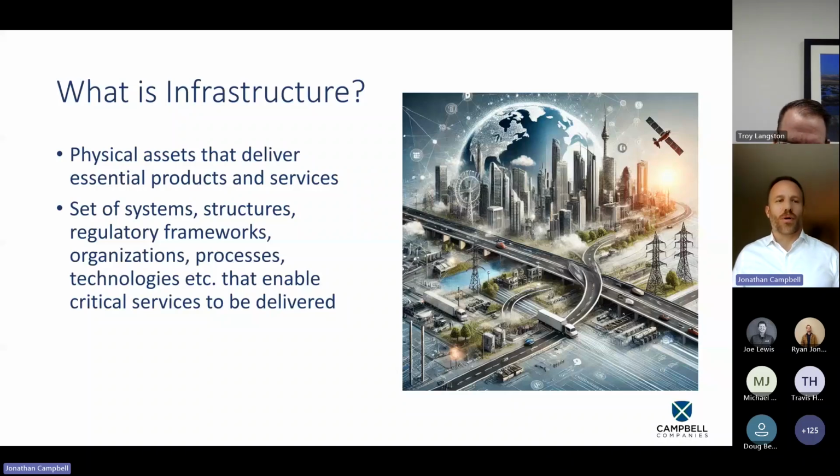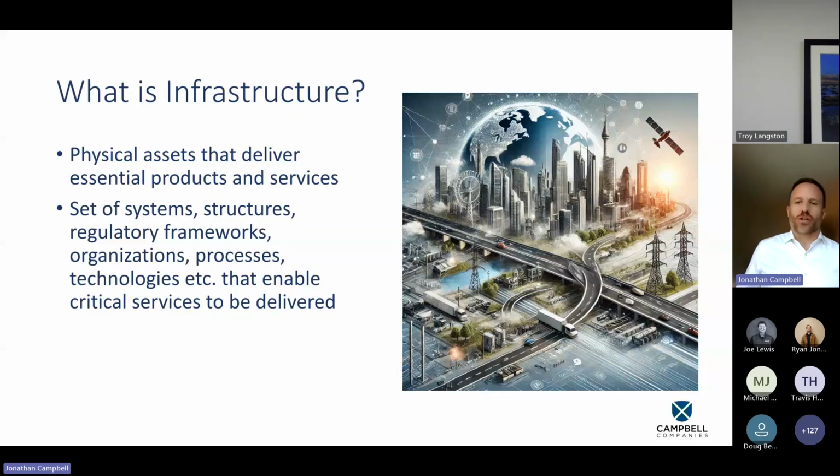Going back to that UN report, they define it as a physical asset that delivers essential products and services. So there's the physical asset part of that. Those are the pipes, the highways, the communications equipment. But then you also have the set of systems, the structures, regulatory frameworks, government processes, the technologies, kind of everything that makes all those physical assets work together. Assets on their own don't do anything. It's how they all come together that really determines how well infrastructure works.